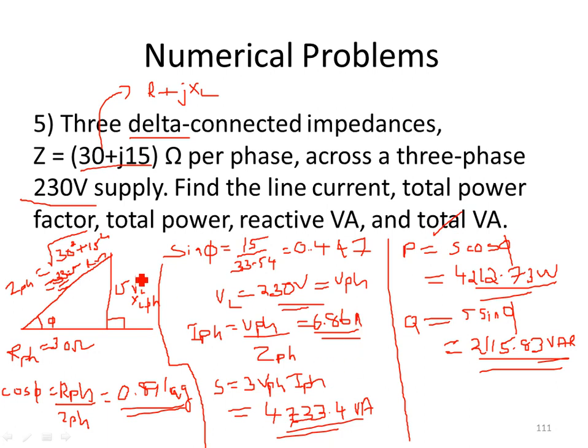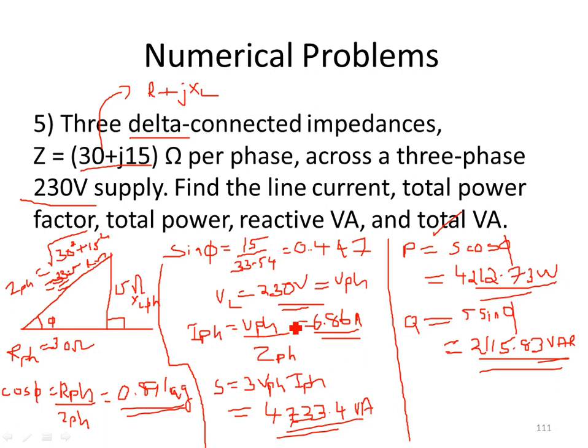Now coming to total power. Total power is given by S into cos phi. That is the horizontal component of apparent power, which is S cos phi. That is given by 4212.73 watt. Now what is reactive power? Reactive power is the vertical component of apparent power. That is S sin phi, which is 2115.83 volt ampere reactive. Okay.